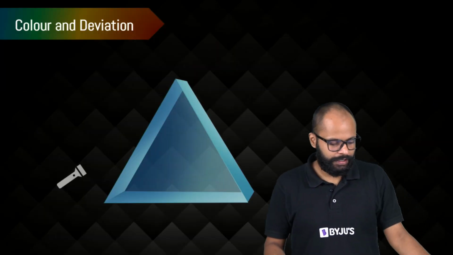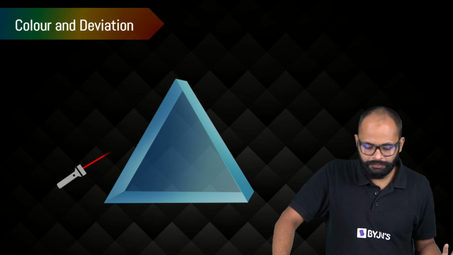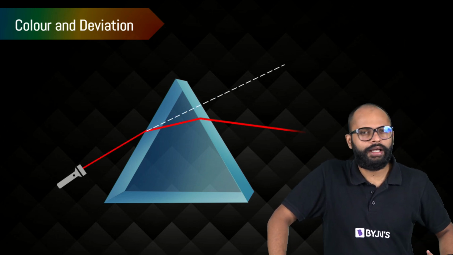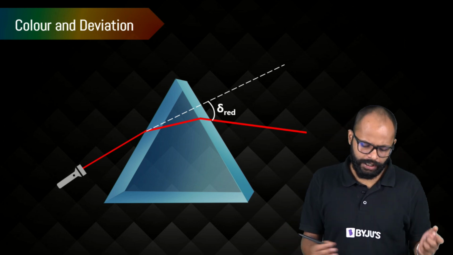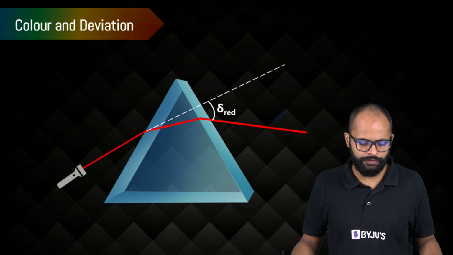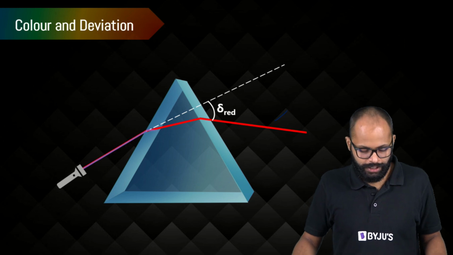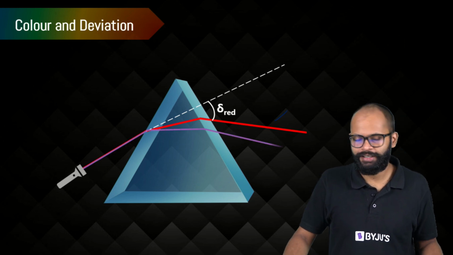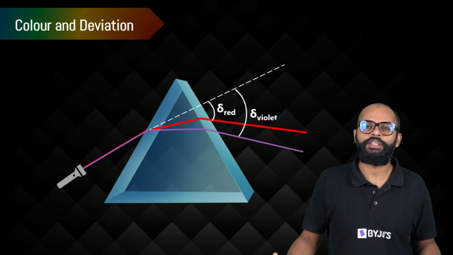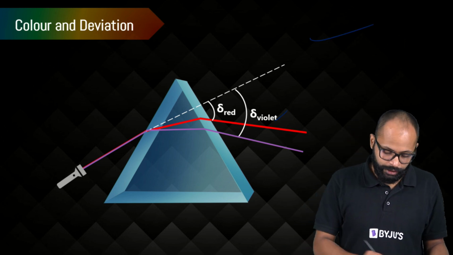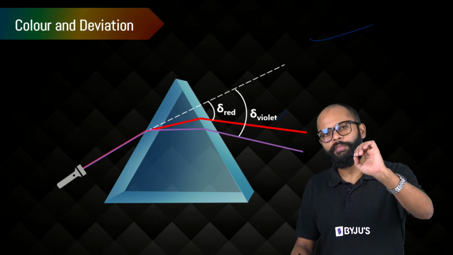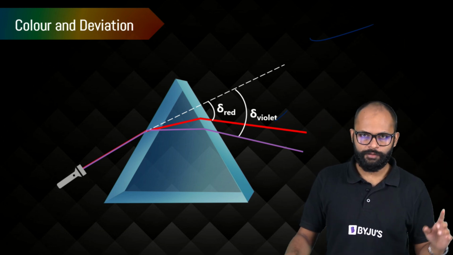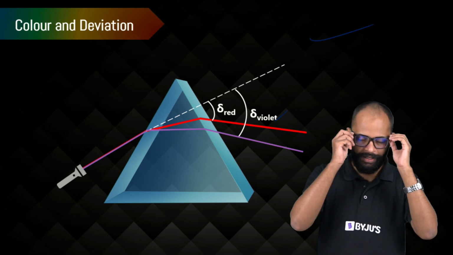Let's see. Color and deviation. Let's say this is the red color I have chosen, right? It went and then it emerged like this, and this was the angle of deviation for red. If this is violet, the angle of deviation is more. So should we remember it? Wait, you know what? You can remember it, but I don't want you to cram it. See, there's a difference between remembering and cramming. See, how do you remember?